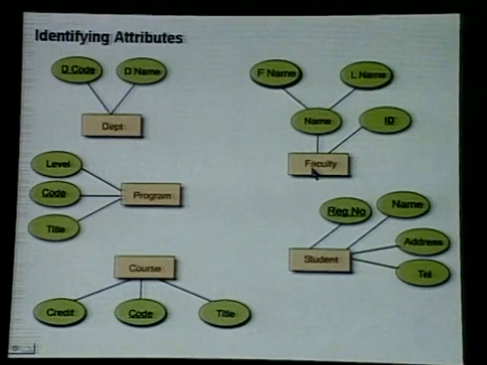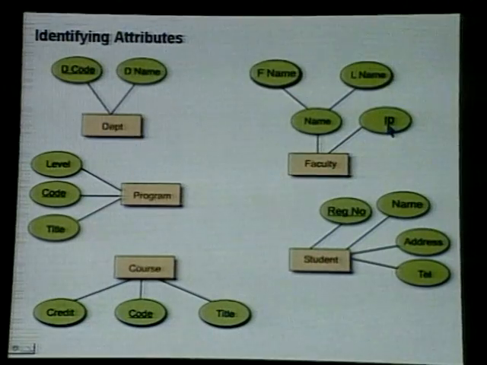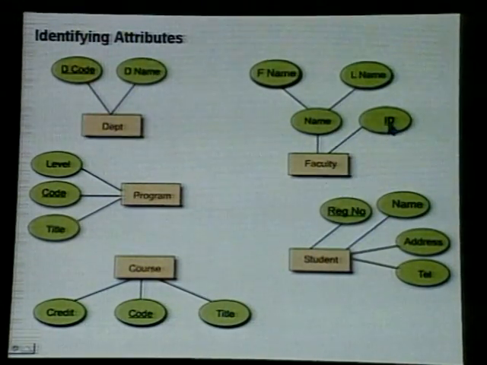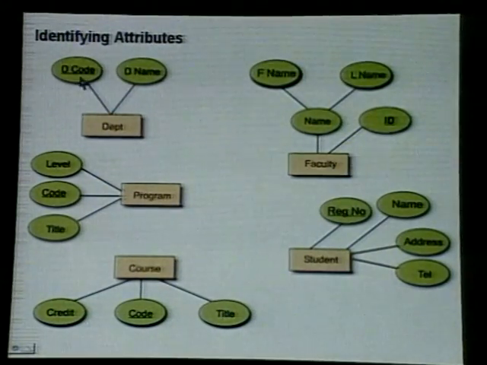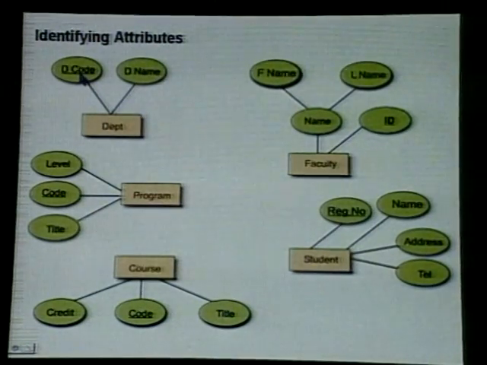Similarly, faculty has the attributes ID. It has another composite attribute name, which is composed of the first name and the last name. Note one more thing here, that in each entity we have underlined one of the attributes. The underlined attribute basically shows the key attribute of that entity.